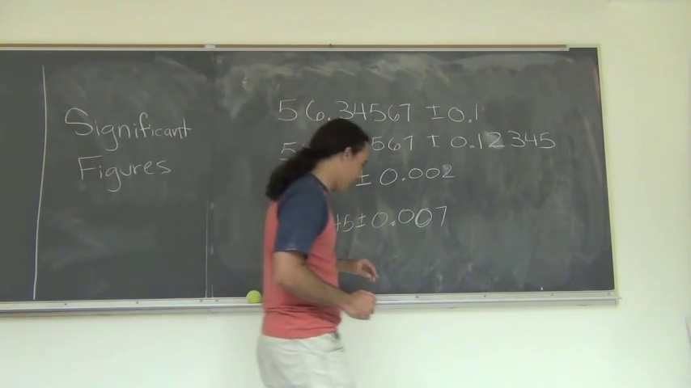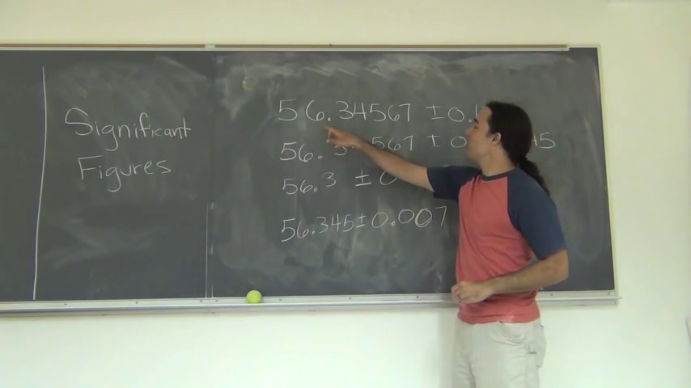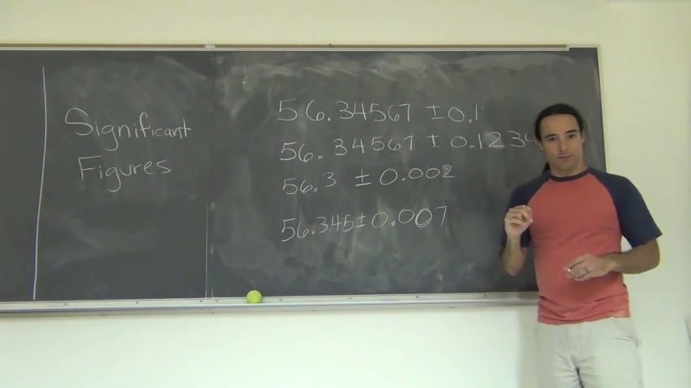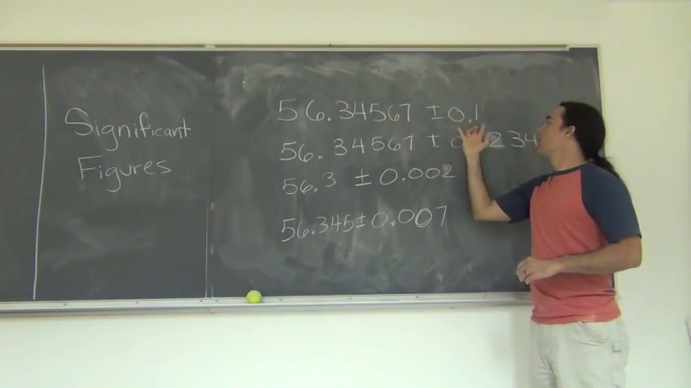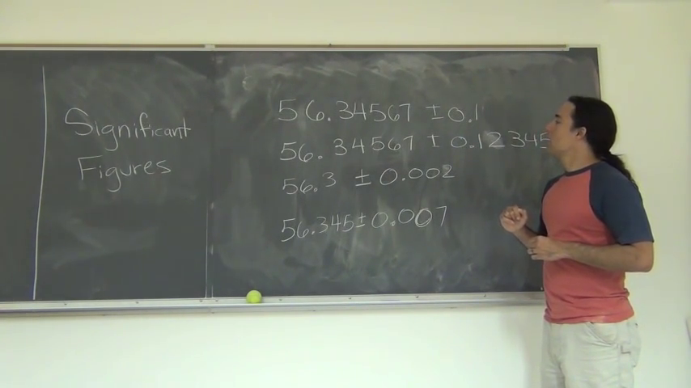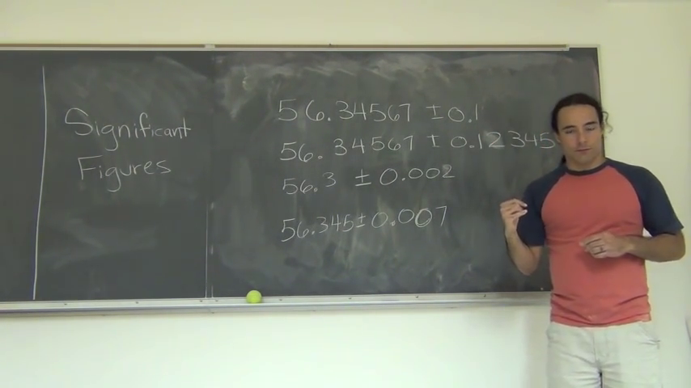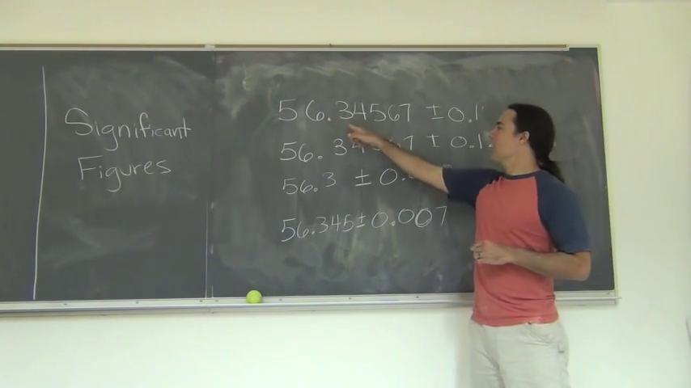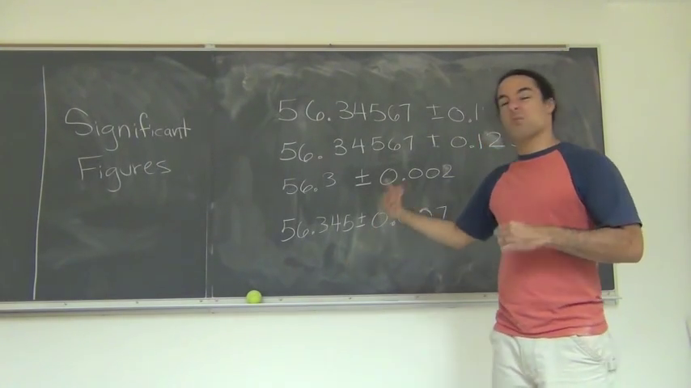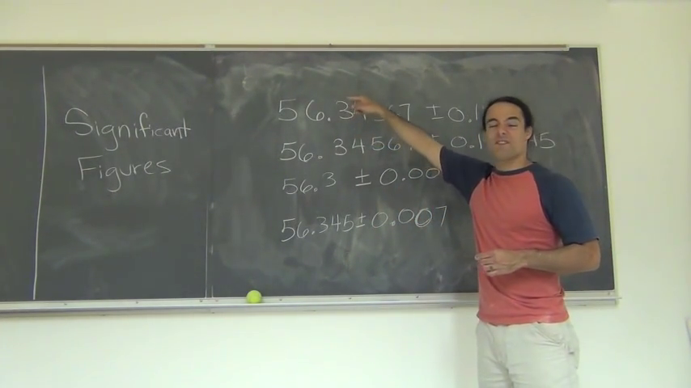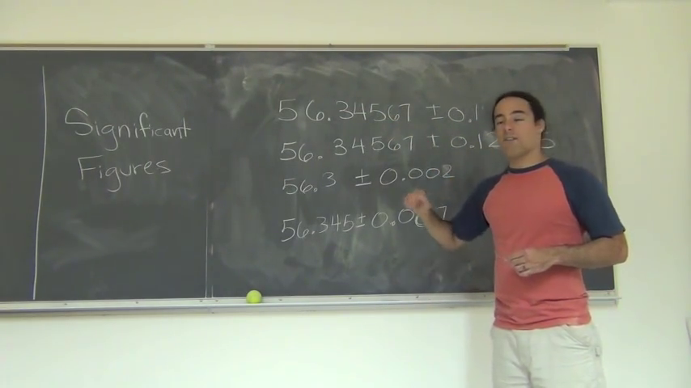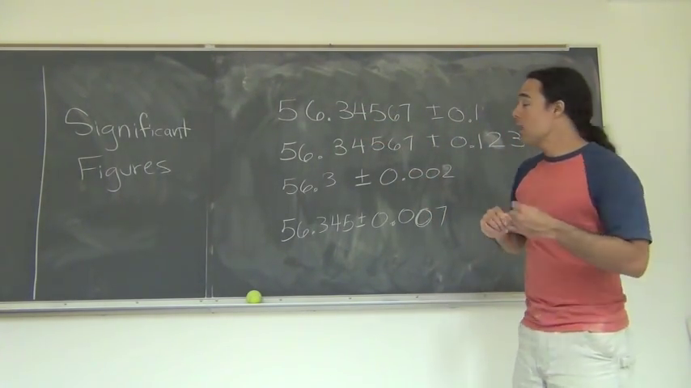Let's take case number 1. I've got 56.34567 plus or minus 0.1. Right? Got my numbers, got my uncertainty. Well, if I look here, this is plus or minus 0.1. Well, that really means that this 3 could be a lot lower. It could be 0.2. It could be any number between really 2 and 4, if I'm going plus or minus 0.1. Maybe even 5, since I've got the 4 in there.